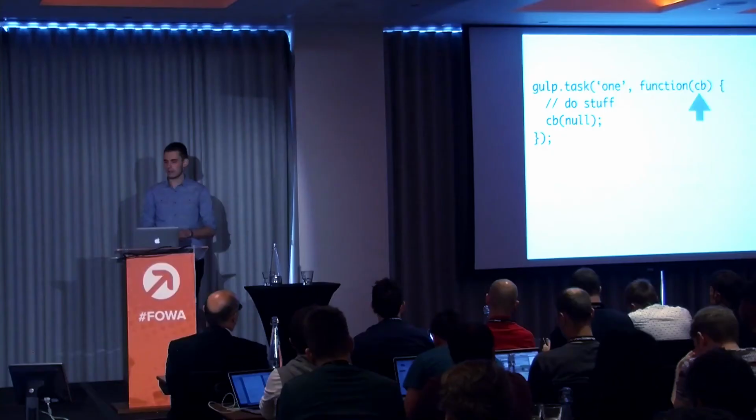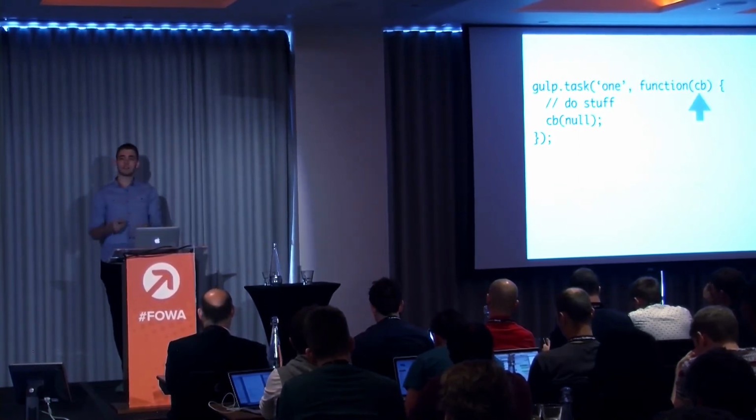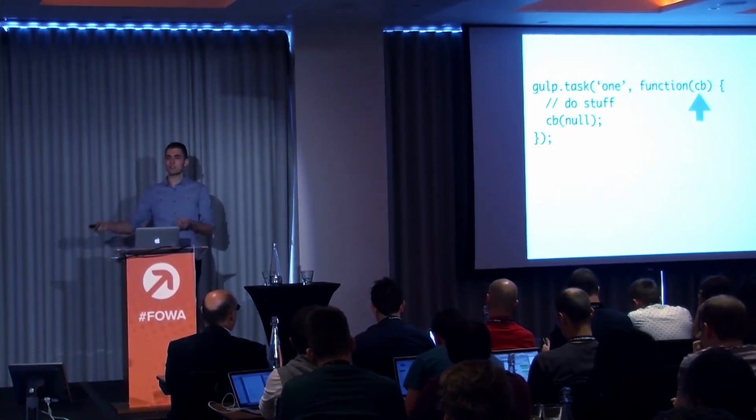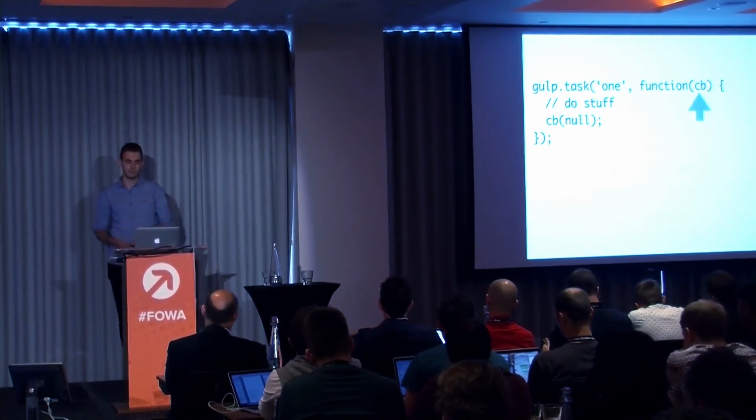There are two main ways of doing this. The first, which is probably really common to anyone who's done any JavaScript, is that the task function takes in a callback function, and when the task is complete, it's expected to call the callback. You can pass in null if there wasn't an error, or you can pass in an error message, and Gulp will then throw the error. By doing this, external tasks can know when this task has finished, because it calls that callback and notifies them.